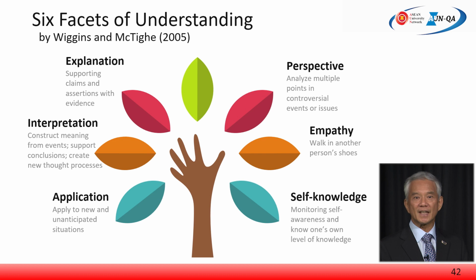The application facet, or relating what we have learned to new and novel situations, is certainly a big part of the learning process. So is interpretation, or the construction of new thought from what we see and learn. The facet of explanation means to be able to accurately describe a theory or an event. This skill is basic to all learning taxonomy.